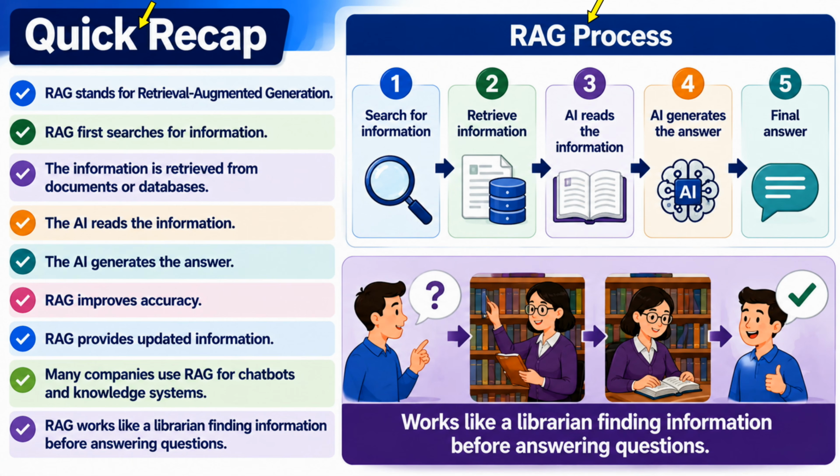Now we will see the summary. RAG stands for Retrieval-Augmented Generation. RAG first searches for information. The information is retrieved from documents or databases. The AI reads the information. The AI generates the answer. RAG improves accuracy. RAG provides updated information. Many companies use RAG for chatbots and knowledge systems. RAG works like a librarian, finding information before answering questions.